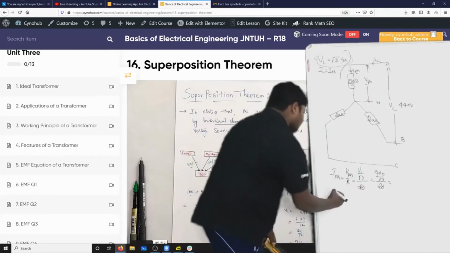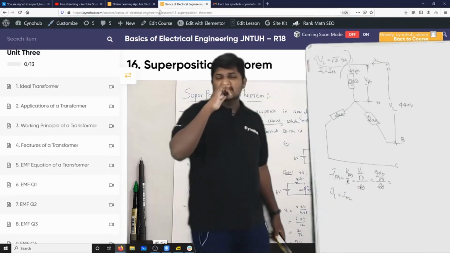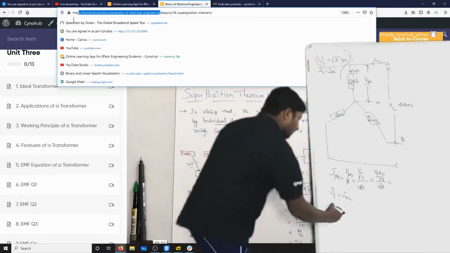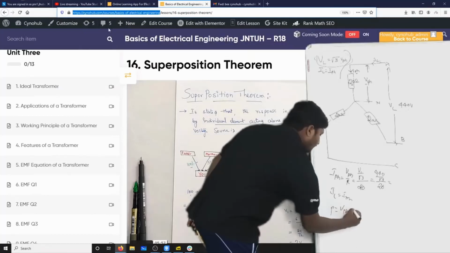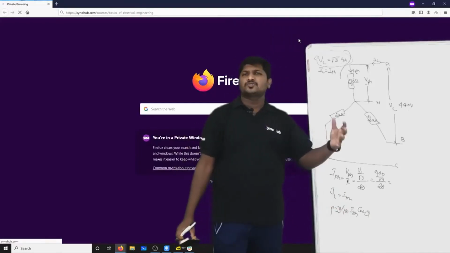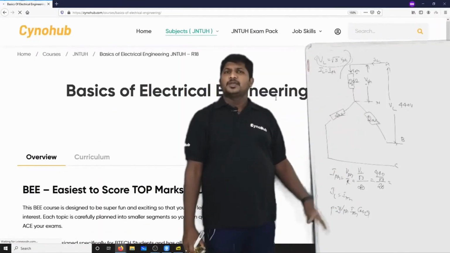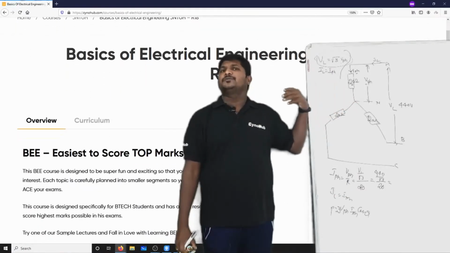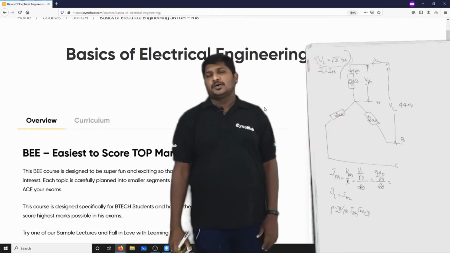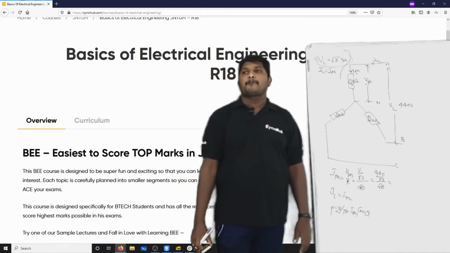In star connection, IL is equal to I phase, and they will ask what is the power. That means P is equal to 3 into V phase I phase into cos phi. You have to use this formula and solve. Likewise delta connection also. If you want, just go through the videos of star connected and delta connected 3-phase systems.